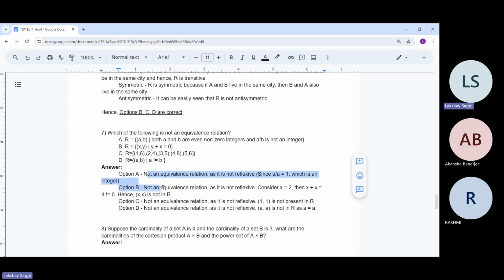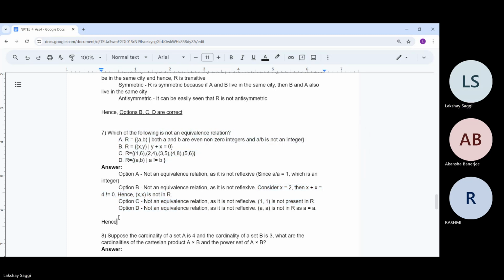So actually all the four relations are not equivalence relations. I changed the question to which of the following is not an equivalence relation. So all of these are not. Options A, B, C, D are correct.